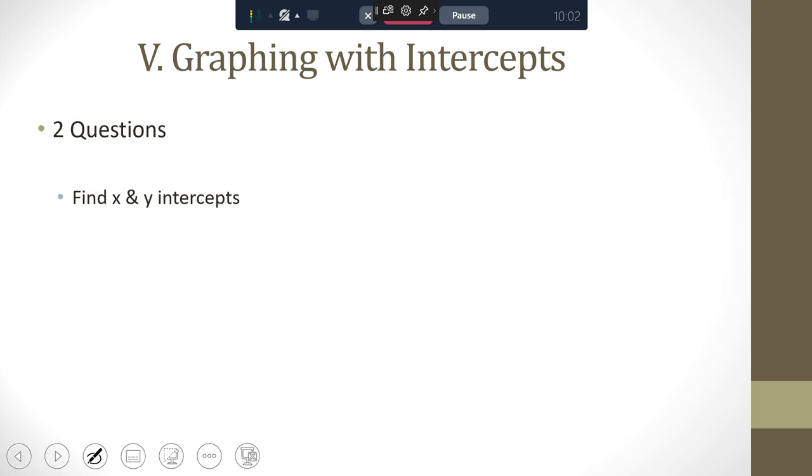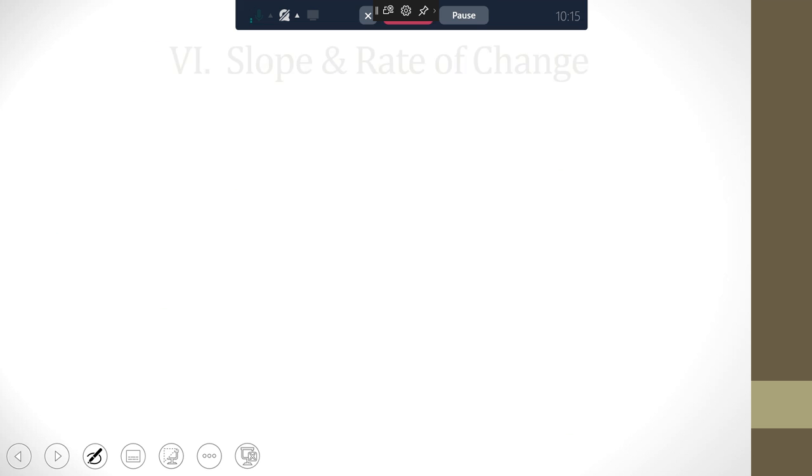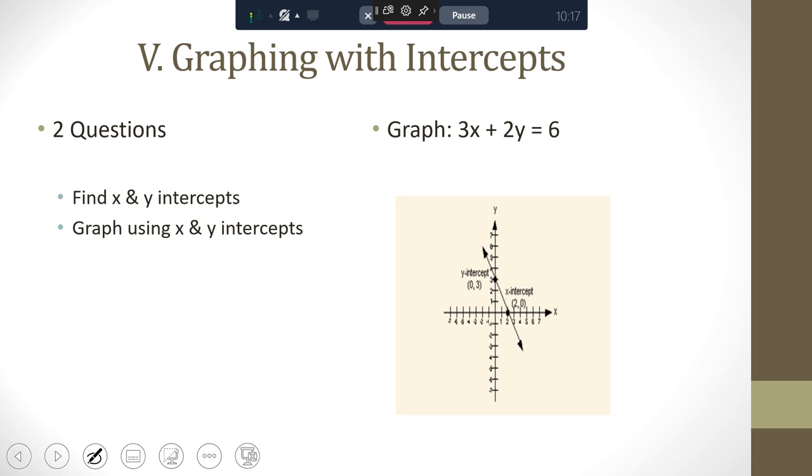Then graphing with x and y intercepts, we are going to have two questions on that. One where you have to find the x and y intercepts, and then one where you have to use the x and y intercepts to graph. When you have to use the x and y intercepts to graph, you need to identify the x and y intercepts.